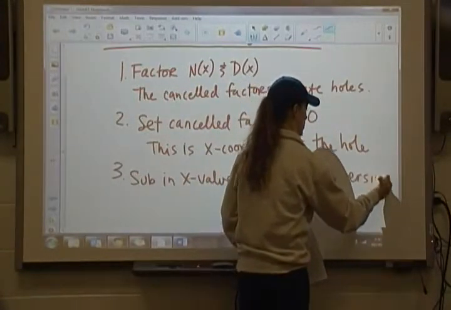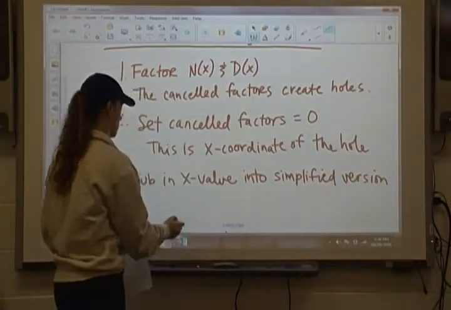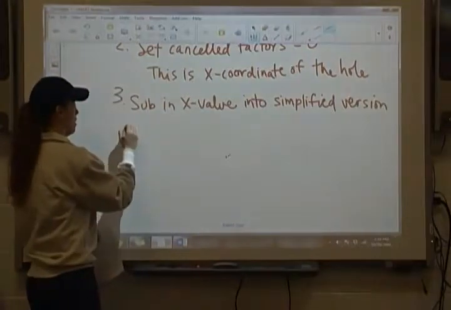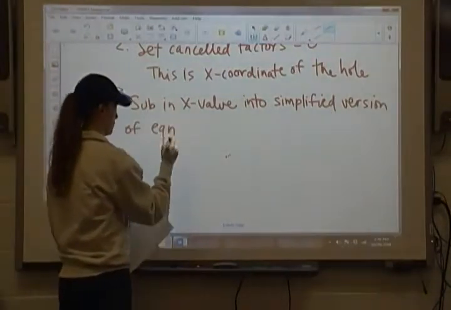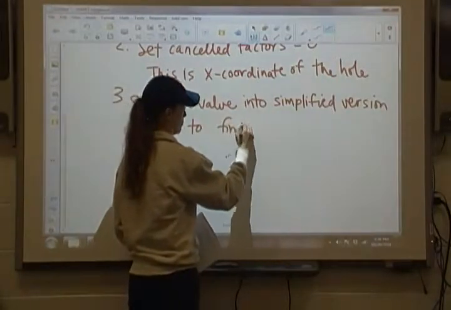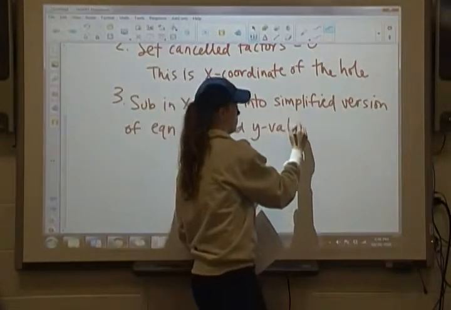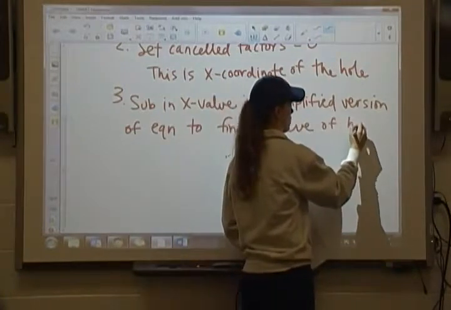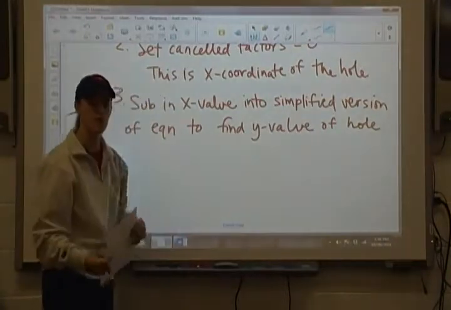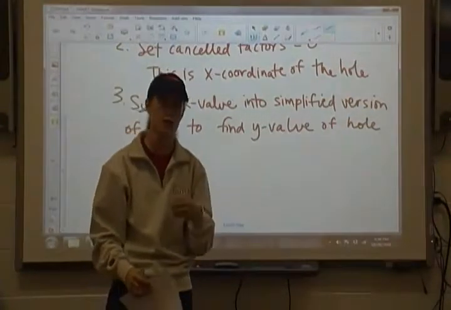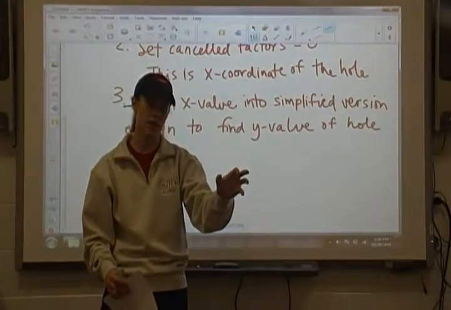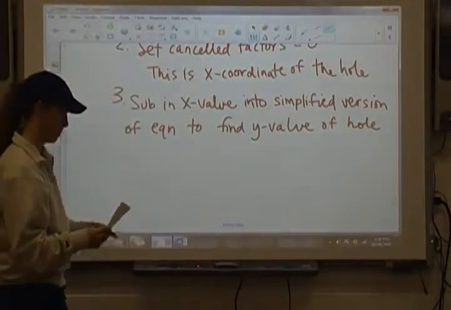into the simplified version of the equation to find the y value of that hole. So similar to the last unit when we were finding the axis of symmetry, and then we plug that in to find our vertex, we're going to figure out what cancels, and then set that x value, plug that into the equation to find our y value of our hole.